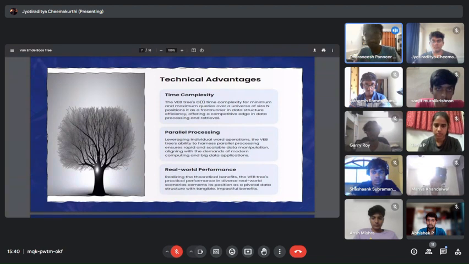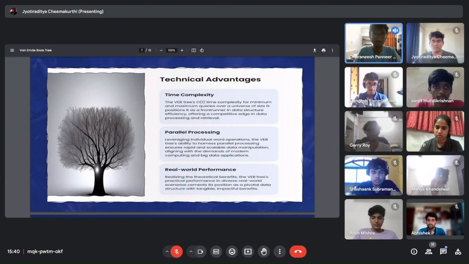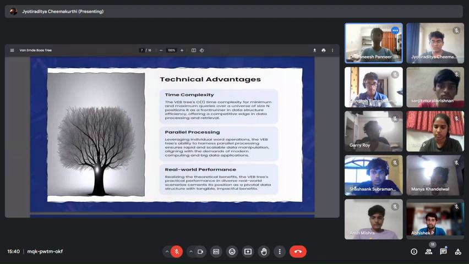Yeah, so these are some of the main advantages that I discussed before. One advantage which I haven't discussed till now is the potential for parallel processing. Because in a VEB tree, you're able to process multiple elements because the universe has been divided into multiple different sub-universes. There are multiple different clusters. So it allows for more parallel processing as compared to a usual binary search tree.